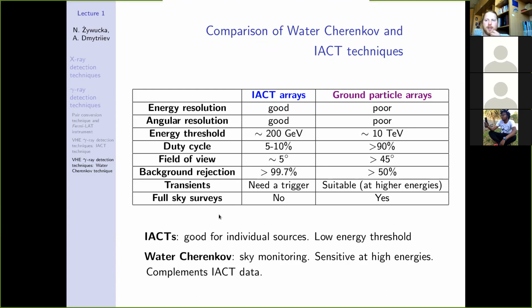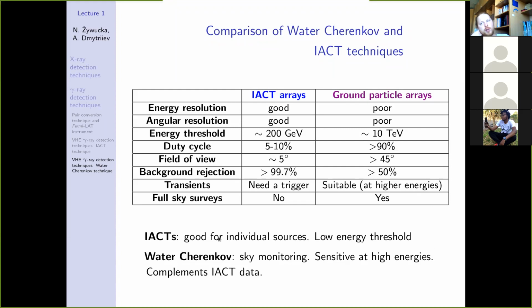So for full sky surveys, so monitoring the sky in TeV gamma rays, IACT arrays obviously are not suitable for this task. They have a very narrow field of view, right? While ground particle arrays can observe a wide portion of the sky for many years, combined with a high duty cycle. So every day you have information from a large portion of the sky. So you can have full sky surveys very efficiently with ground particle arrays. It allows you to find new sources, for instance, and things like that.